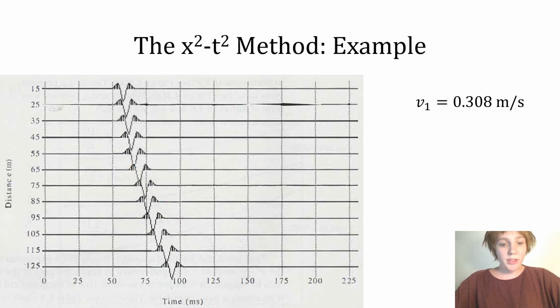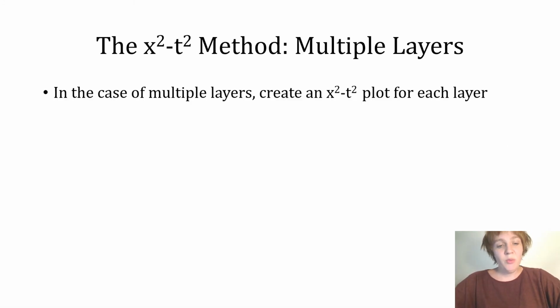We started out with just a really simple reflection. We know it's a reflection because it's not a straight line if you're looking at it just in xt space. Instead, it does trace out a parabola due to the normal moveout. We can use an x squared t squared plot to determine velocity and to determine thickness. Now, if we had multiple layers to consider, we would want to create a separate x squared t squared plot for each layer. Only the first reflection is going to have truly accurate values for velocity and depth, but all of the other layers will be fairly good approximations.